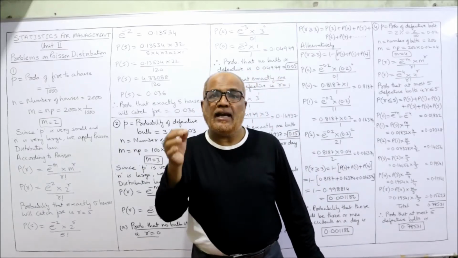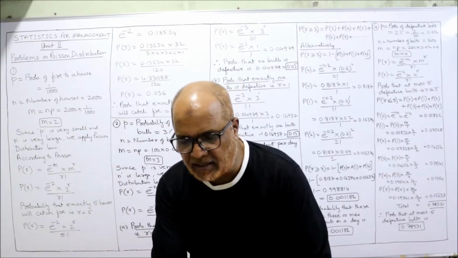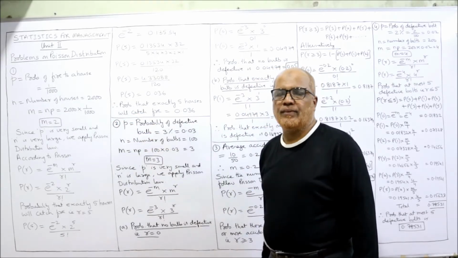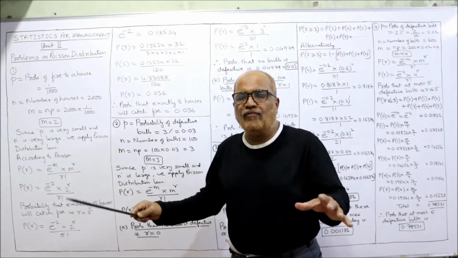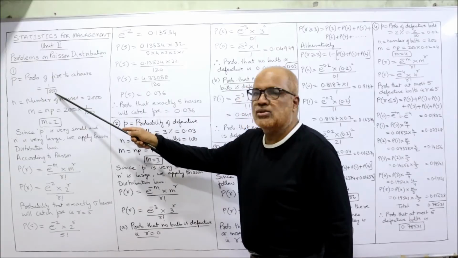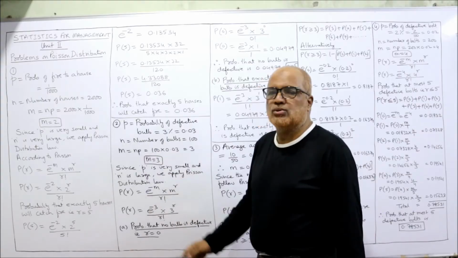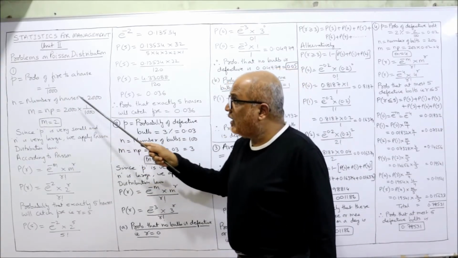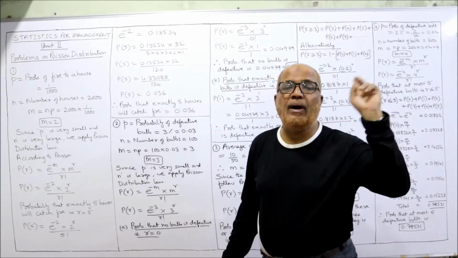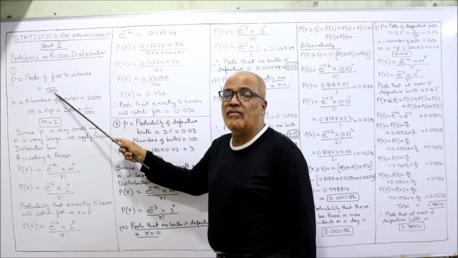What is the probability that a house will catch fire? One house out of 1000. So we can write the data as follows. P is equal to the probability of fire at a house. Out of 1000 houses, for 1 house there is a possibility of fire, so P is 1 by 1000. Now N, the total number of houses, is given as 2000. You can see the N value is very large, 2000. We never came across N equal to 2000 in binomial distribution. Here N is very large and P is very small, 1 divided by 1000.